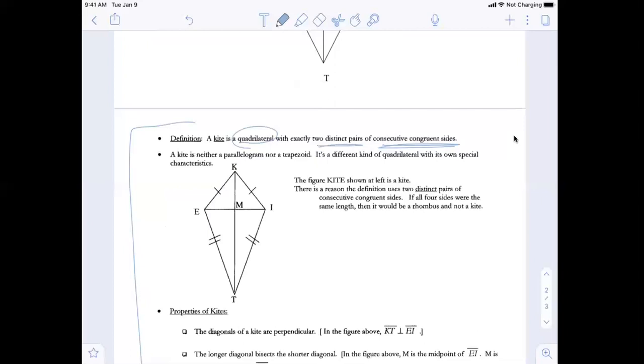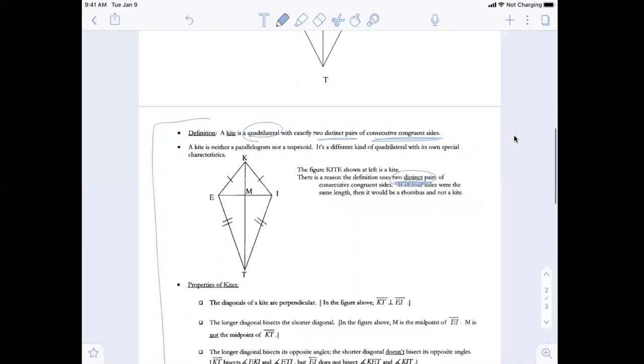I've got a little baby kite on the second page for you. The reason we say there are two distinct pairs of consecutive congruent sides is because if all four sides were the same length, then it would be a rhombus or a square and not a kite. So it's two distinct pairs, not all four, 2 and 2.